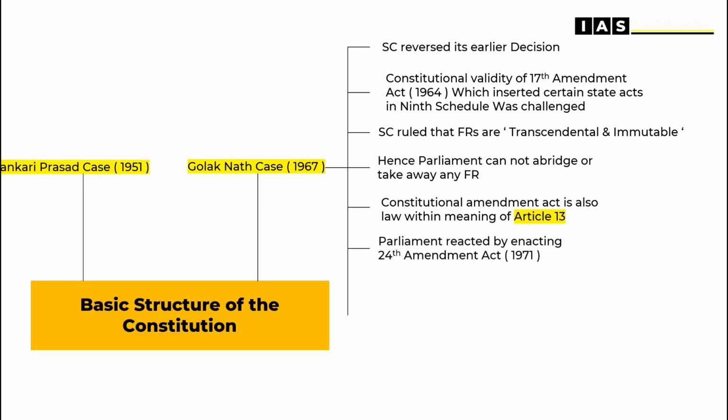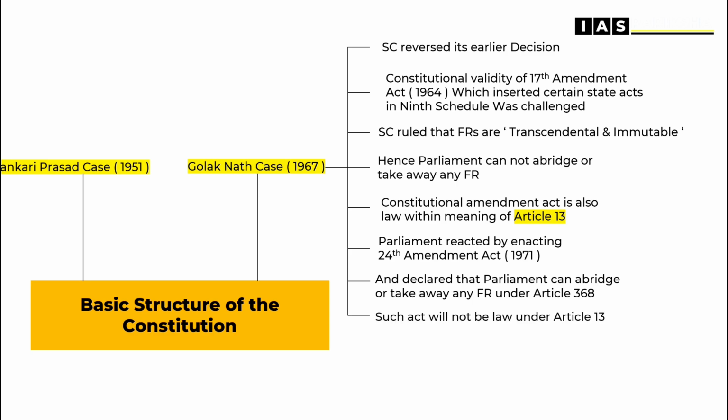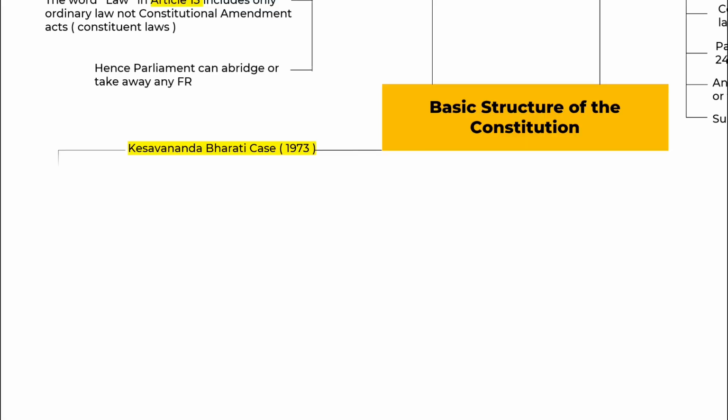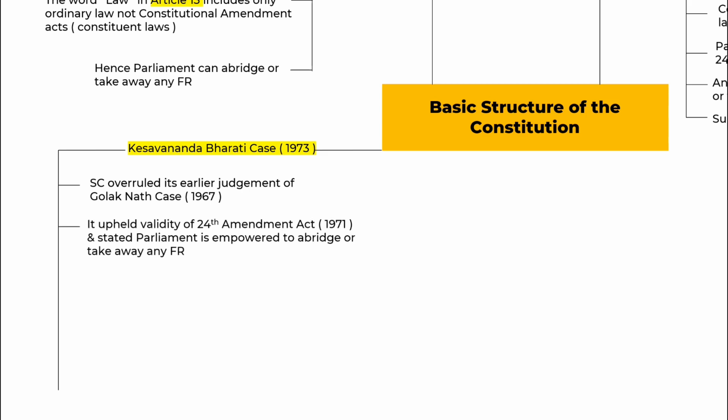Parliament reacted by enacting 24th Amendment Act 1971 and declared that Parliament can abridge or take away any fundamental right under Article 368 of the Indian Constitution, and such act will not be law under Article 13 of the Indian Constitution. Keshavananda Bharati case in 1973, Supreme Court overruled its earlier judgment of Golaknath case 1967. It upheld validity of 24th Amendment Act 1971 and stated Parliament is empowered to abridge or take away any fundamental right. Also laid the doctrine of basic structure or basic feature of the Constitution.